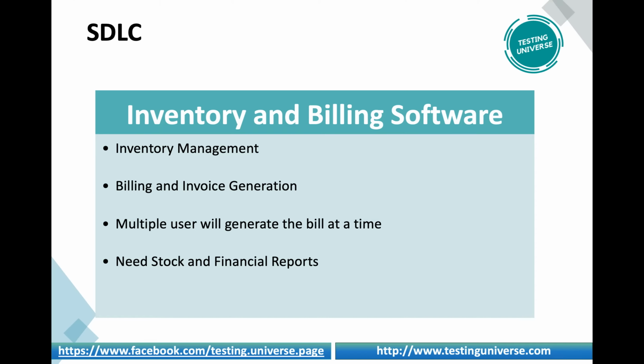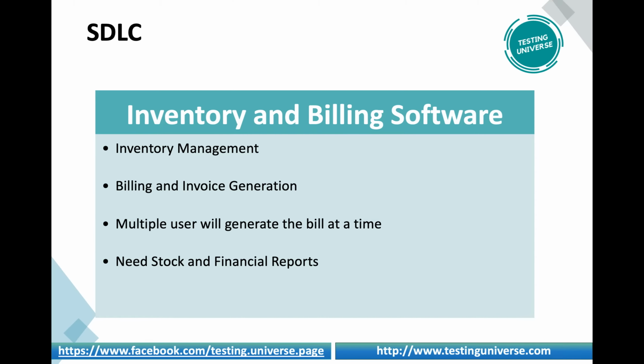So that's the requirement. And we need stock and financial reports. Stock means how many are sold and how many are available in my inventory or in my godown. And how much money I have generated today, or it might be on a daily basis, monthly basis or yearly basis, whatever date the customer selects, we should be able to generate the financial reports also. Okay, so this is the requirement given by the customer to the business analyst.